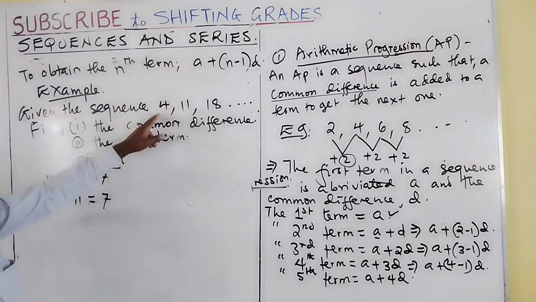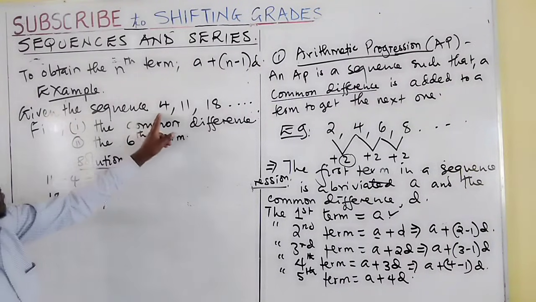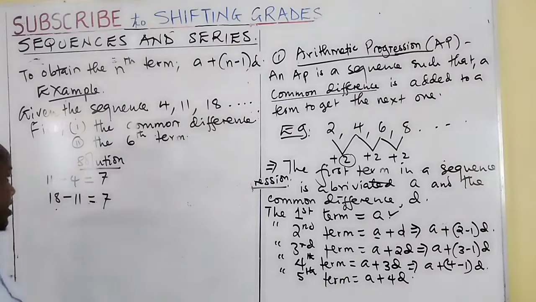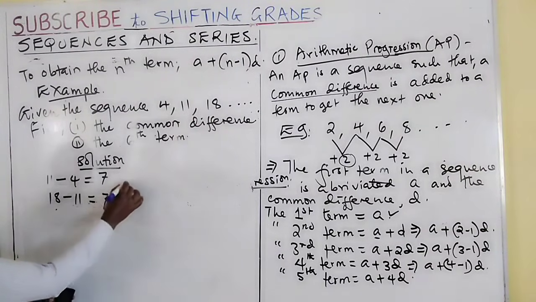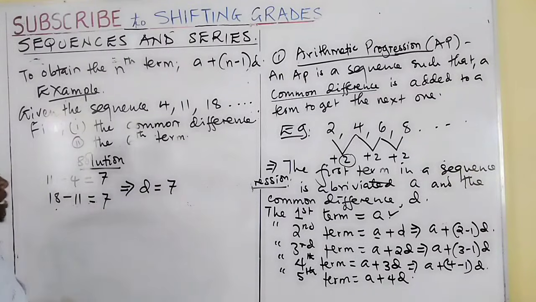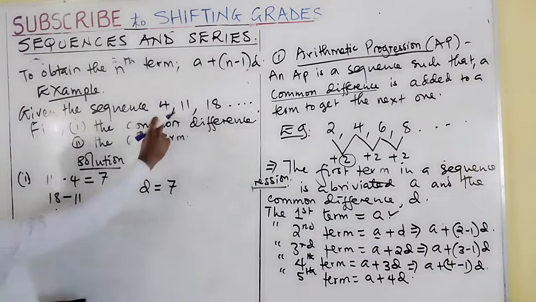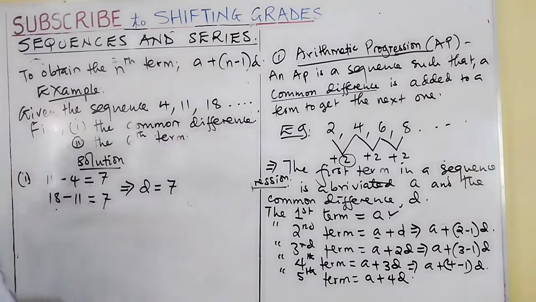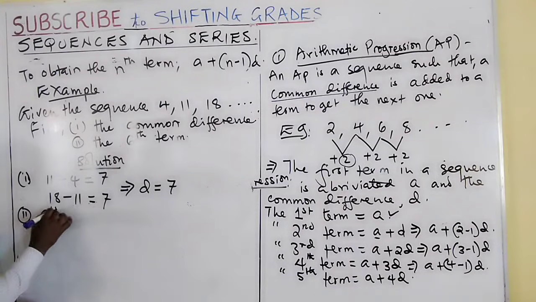Therefore, in this progression, it means a 7 is being added in each case. Therefore, we can conclude that the common difference is 7, because from a term to the other, we are having 7 being added. Therefore, part 1 is solved, whereby we are finding the common difference in the given sequence. So 7 is the common difference. Then the second part, we are told to find the 6th term.